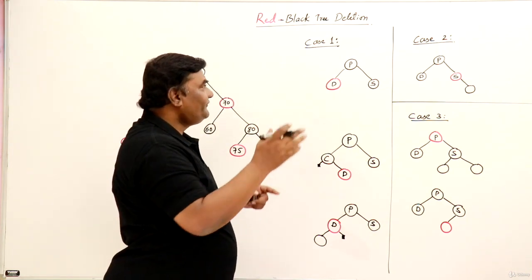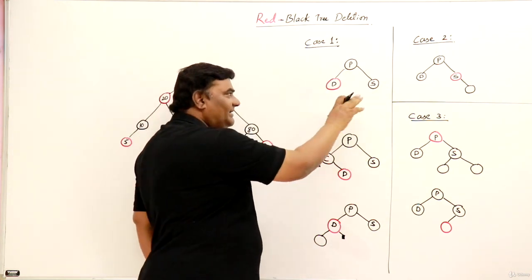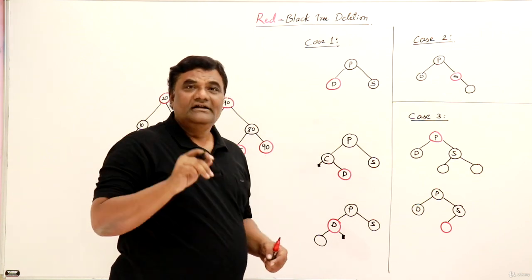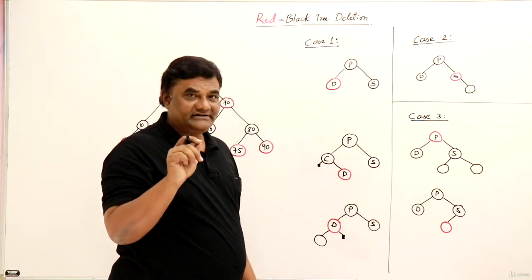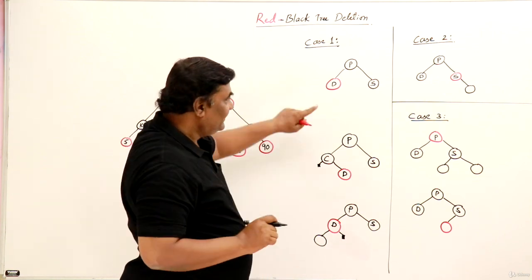Now let us see. Suppose for example, this is a red-black tree. Imagine there are other nodes are also there. Now from this, I want to delete. Which node I want to delete? This node.